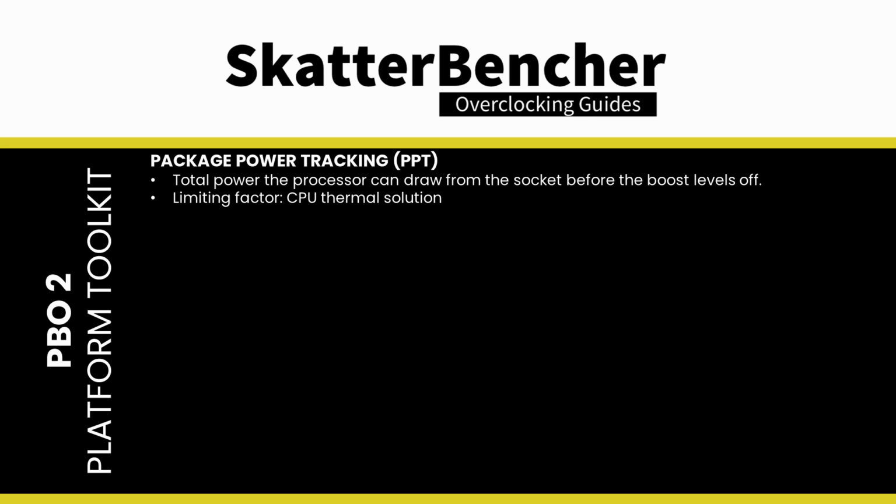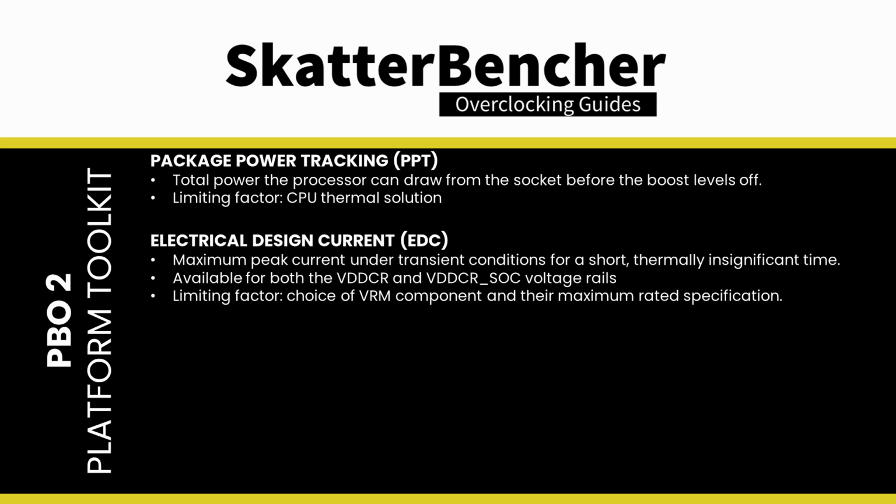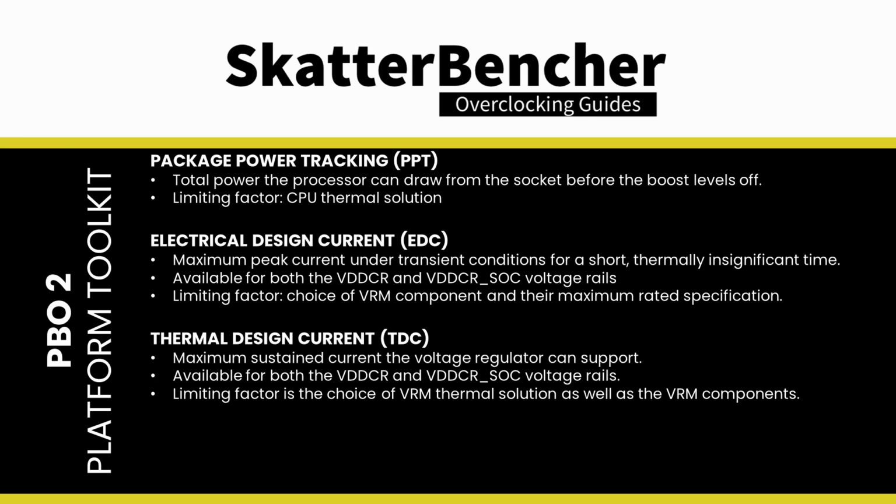Package power tracking, or PPT, is the total power the processor can draw from the socket before the boost levels off. Typically, the limiting factor is your CPU thermal solution. Electrical design current, or EDC, represents the maximum peak current the voltage rail can demand under transient conditions for a short, thermally insignificant time. Typically, the limiting factor is the choice of VRM components and their maximum rated specification. Thermal design current, or TDC, represents the maximum sustained current the voltage regulator can support. Typically, the limiting factor is the choice of VRM thermal solution and the VRM components.